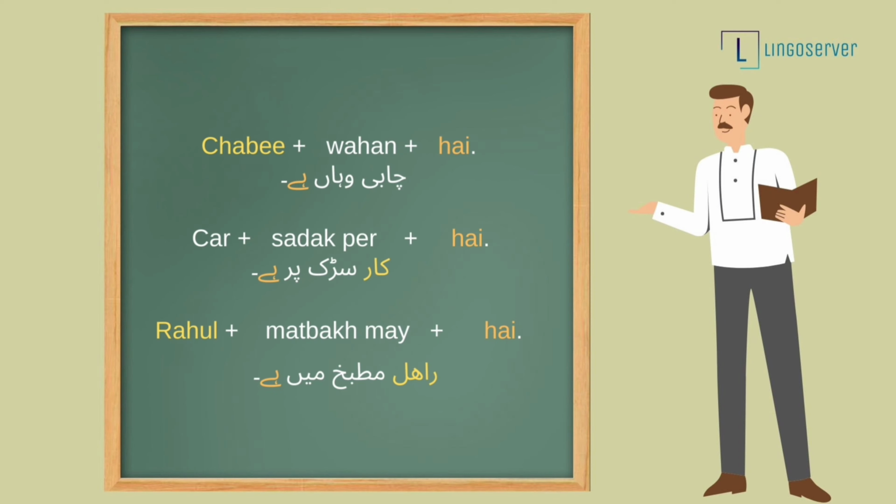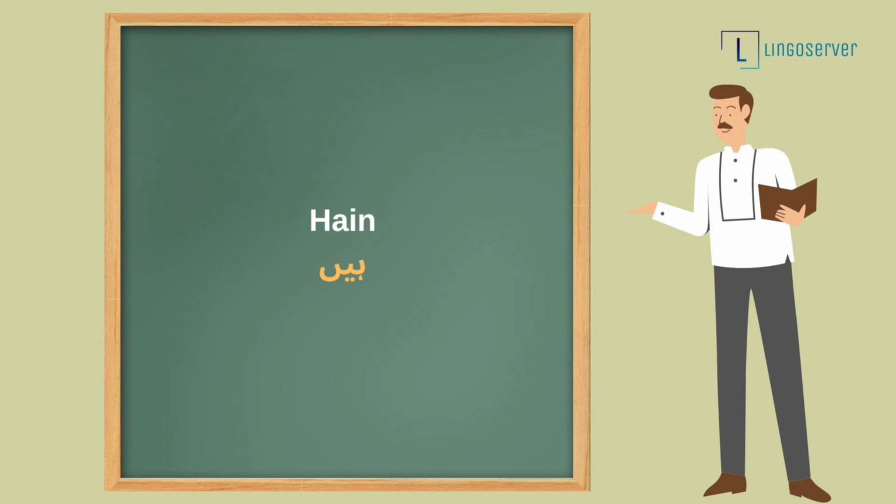We can see here that chabi and car both are feminine and they are in the place of subject. And likewise in the third example, there is Rahul. Rahul is masculine. It's also in the place of subject. And all these subjects are singular. That is why we have used here hai.